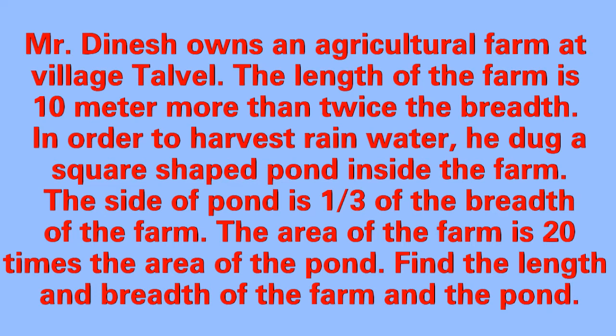Mr. Dinesh owns an agriculture farm at village Talwal. The length of the farm is 10 meter more than twice the breadth. In order to harvest rainwater, he dug a square-shaped pond inside the farm. The side of the pond is 1/3 of the breadth of the farm. The area of the farm is 20 times the area of the pond. Find the length and breadth of the farm and of the pond.